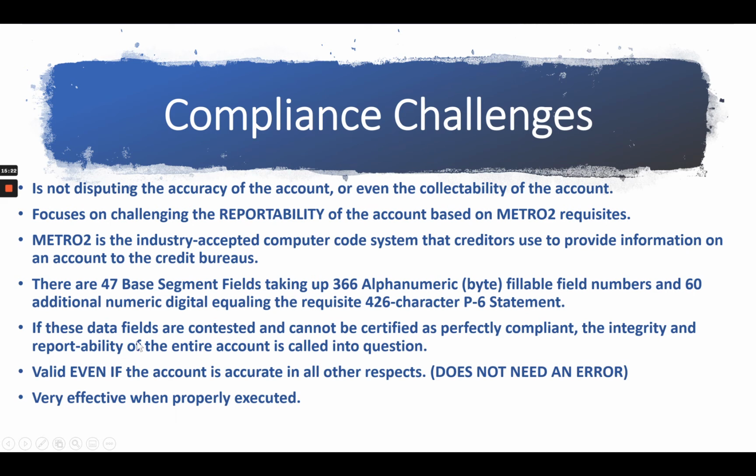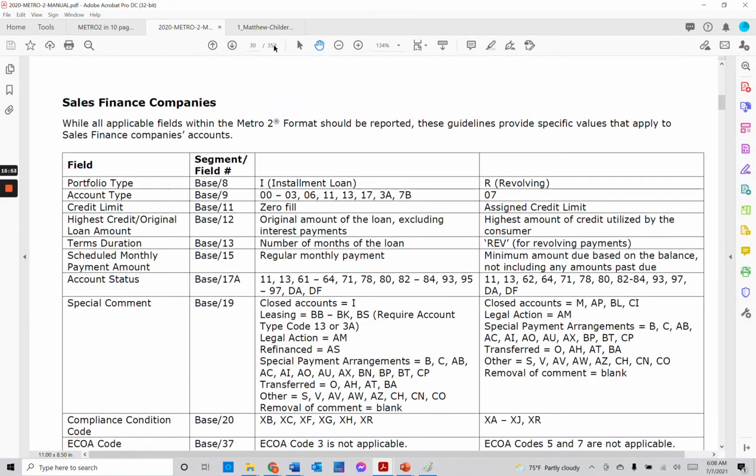Even if these data fields are contested and cannot be certified as perfectly compliant, the integrity and reportability of the entire account is called into question. What that means is, we're not saying that anything is inaccurate. What we're saying is that we are contesting that you cannot certify that you are perfectly compliant in regards to METRO2 standards. Okay, the METRO2 standards that are outlined in this 359-page manual.